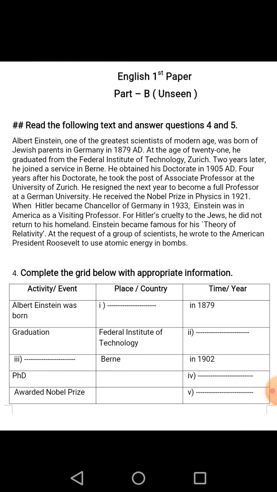The answer of number 3 is service. Number 4, answer is 1905 AD. In the passage it is said that doctorate, PhD is doctorate of philosophy. And the answer of number 5 is 1921. I think you all got this information transfer.